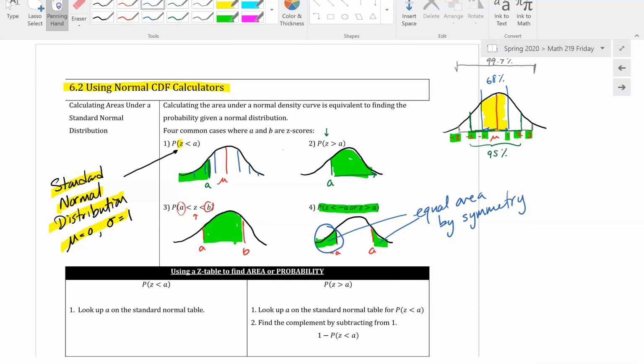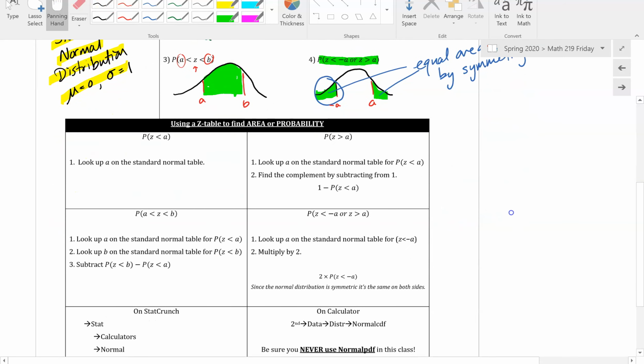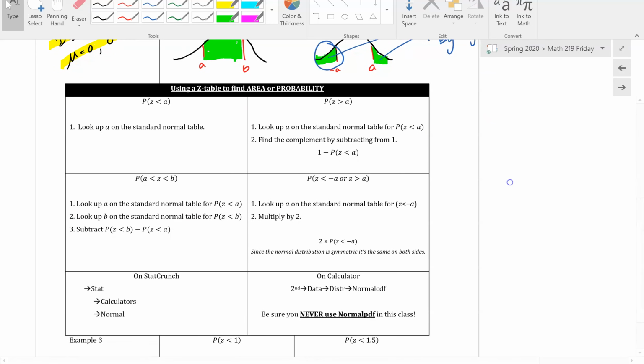Okay, so if we scroll down, this tells us how to find the area using a z-table. I think it's way easier if you just get your hands on some problems and practice it and see how it works, because it's fairly confusing to read this. These are the right steps, but it's hard to read it and go do it. So we'll just do some examples, and I think that'll make a lot more sense. We're also going to do it on StatCrunch, which is really easy to do.